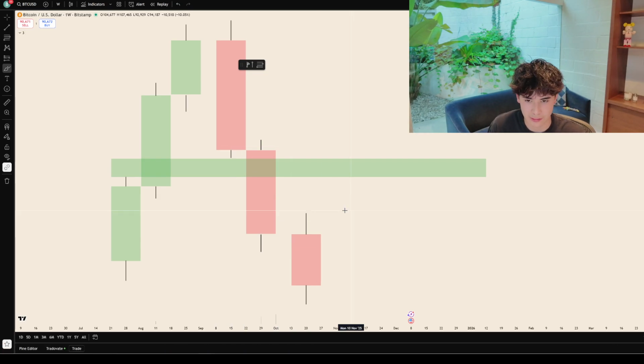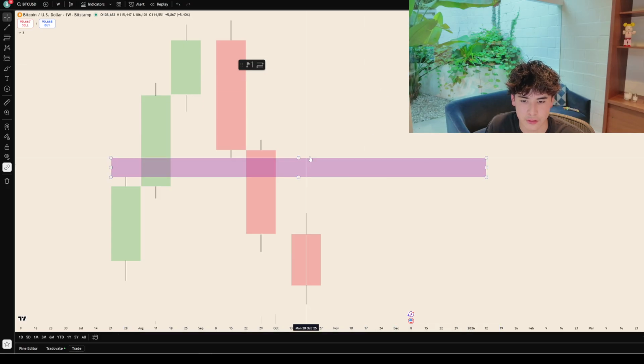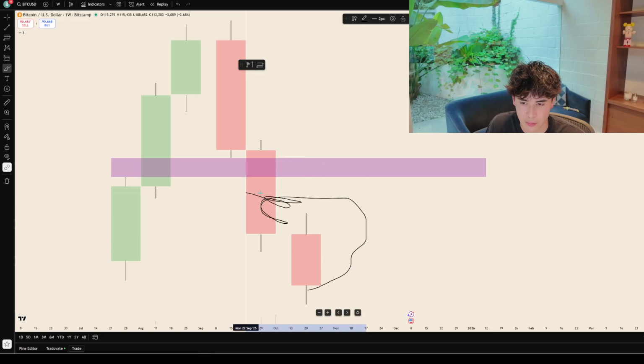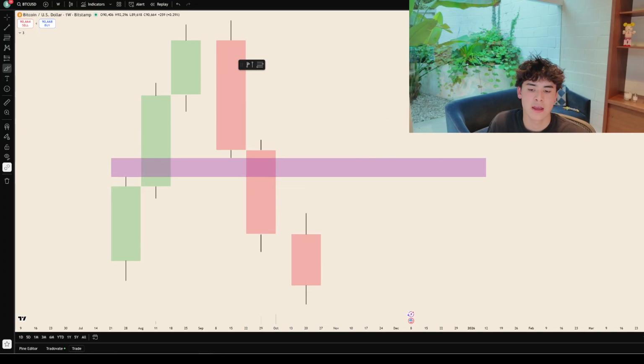We're going to go into a lot of examples so we can really nail this down, but we can just go ahead and mark it out where the two imbalances overlap like so. And this is going to be our inverse fair value gap. I'll just highlight it in purple. So when price revisits, whether it's just within this zone or this zone up here, we can expect a further move to the downside. Now let's just go right into some examples.